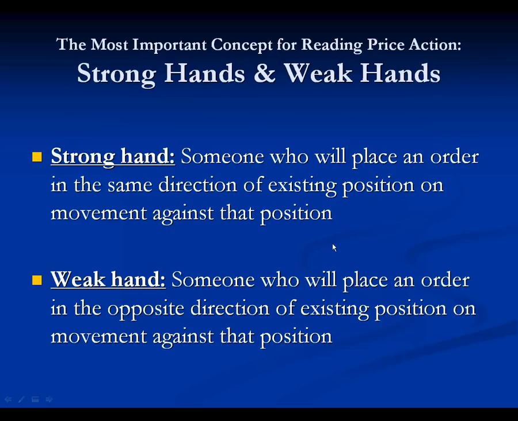So I'm going to use this initially as a jumping off point here to get into a topic that I think is a really key concept, and that's something that I base a lot of my pattern trading decisions off of, and it's strong hands versus weak hands in the market. Okay, the way I've defined it here, a strong hand is somebody who's going to place an order in the same direction of existing positions on movement against that position. So basically, if it's a strong-handed buyer, they're going to be buying, right? And they're not looking to turn around and get out if it goes down a little bit.